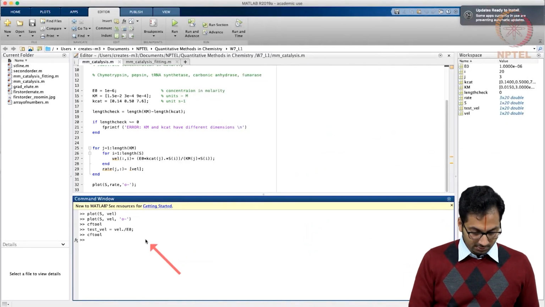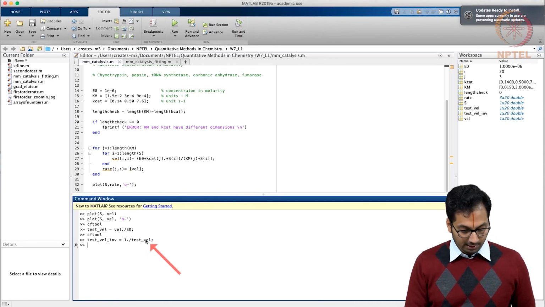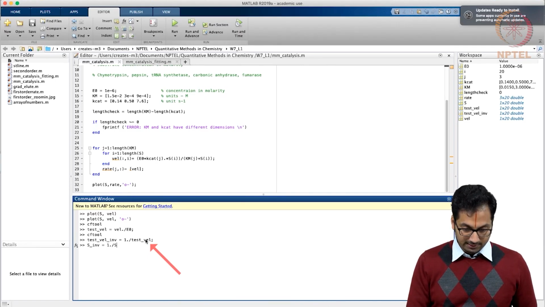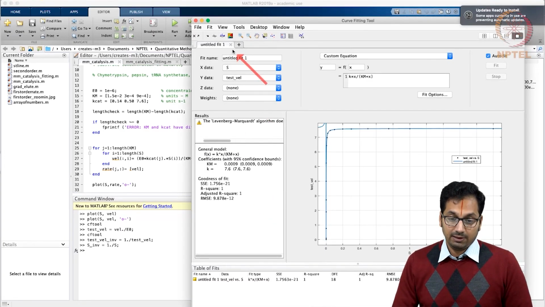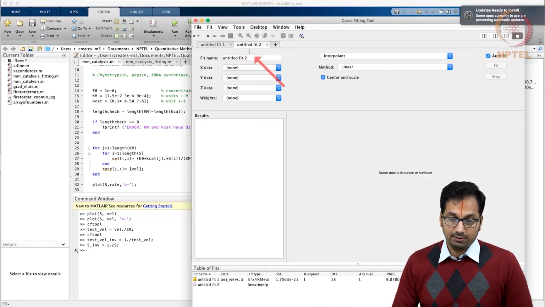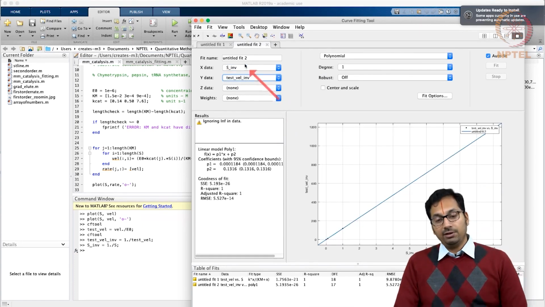So we can say test val inverse is equal to 1 over test val, okay. And then we also need to have S inverse, so we are going to say S inverse is equal to 1 over dot S. Then let us go back to the curve fitting tool, and here we can add another fit, which will be S inverse on the x axis. On the y axis you want test_val_inverse.